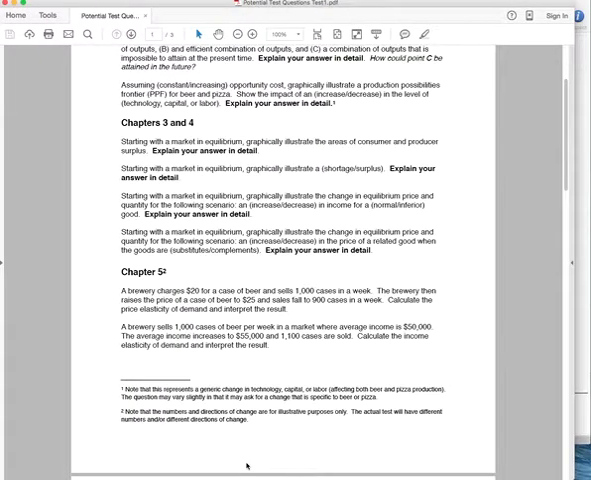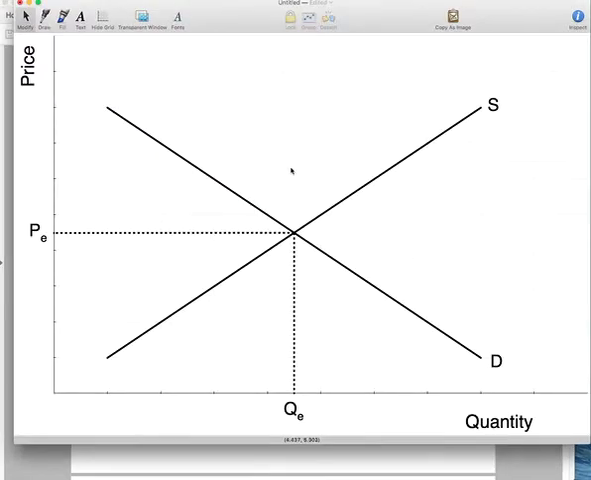So the second part of this, starting with the market in equilibrium, graphically illustrate a shortage or surplus. When I give you a problem like this, it'll say graphically illustrate a shortage, or it will say a surplus. So I'll go through both of those.